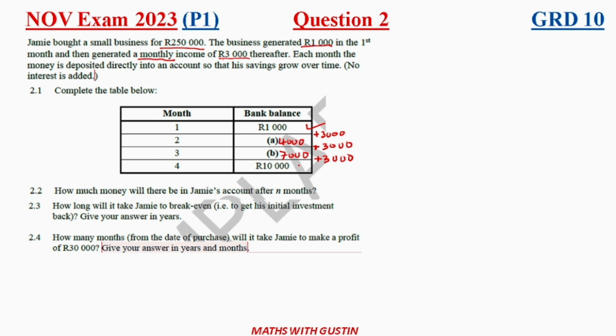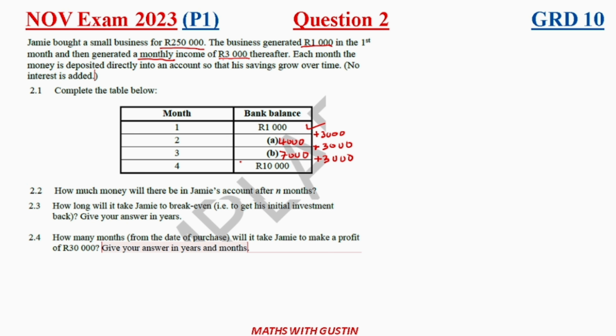So the missing values are 4,000 and 7,000. That's how you deal with this one, guys. It's straightforward, because they already told us that each and every month from the first month it only gains 3,000, so the next month is 3,000 plus 1,000. It keeps on gaining 3,000 until the fourth month.